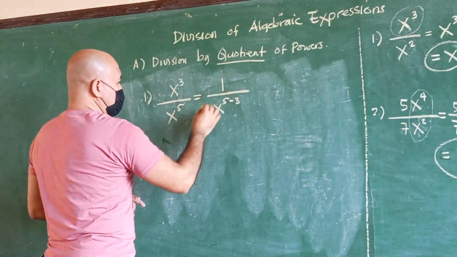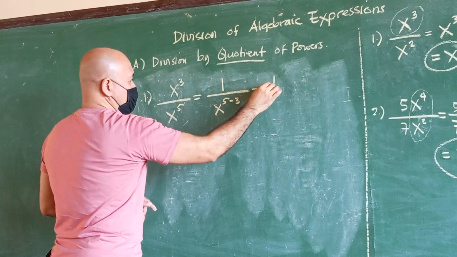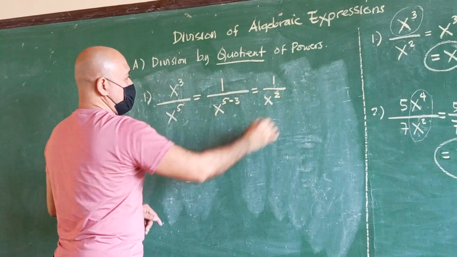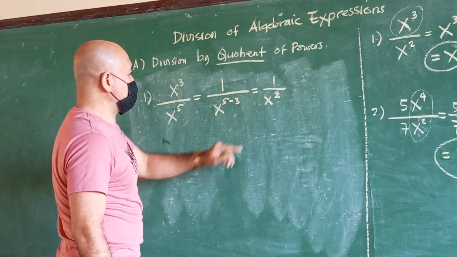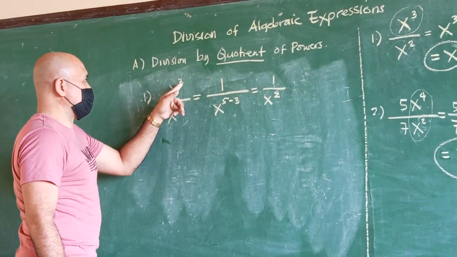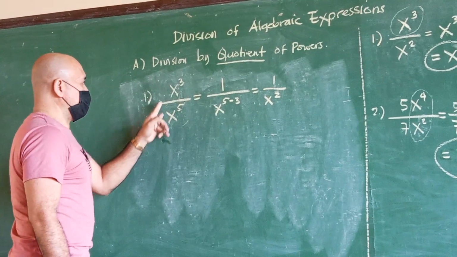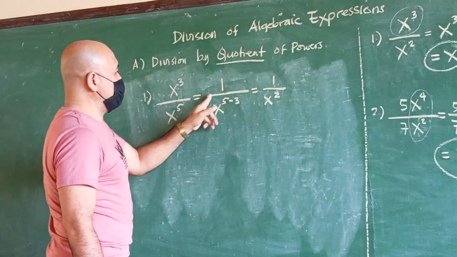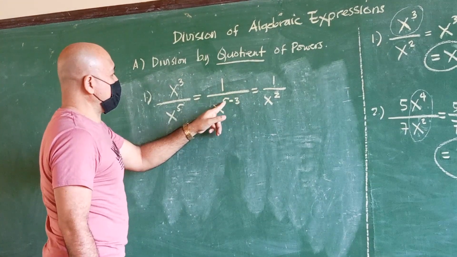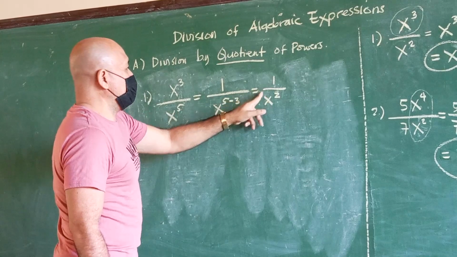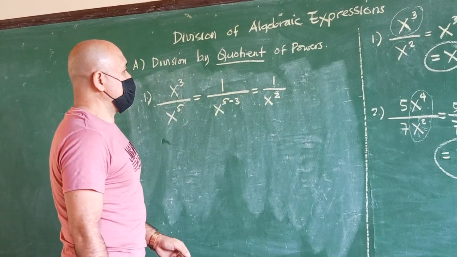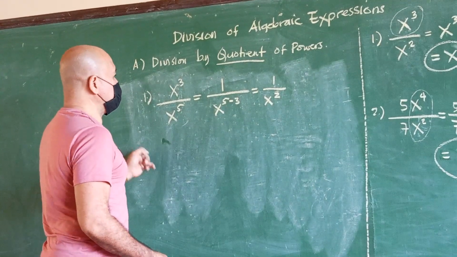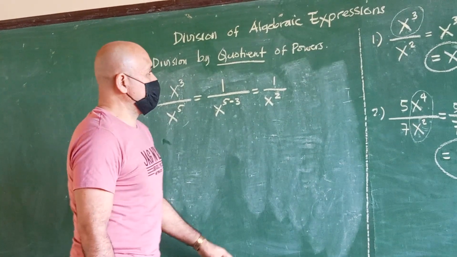And if you continue, that becomes 1 over x raised to the power of 2, since 5 minus 3 equals 2. So that means x cubed divided by x raised to the power of 5 is equal to 1 over x raised to the power of 5 minus 3, or simply 1 over x squared. So that's how you apply scenario number 3.